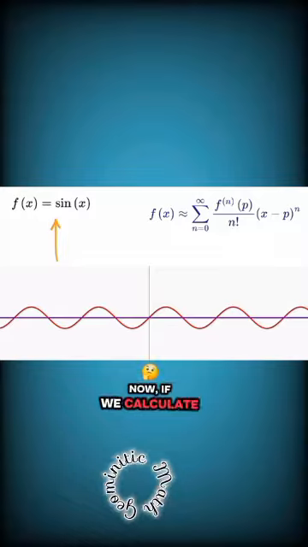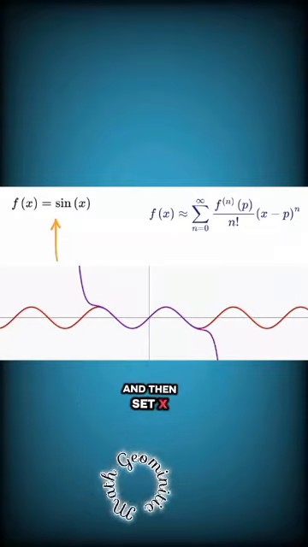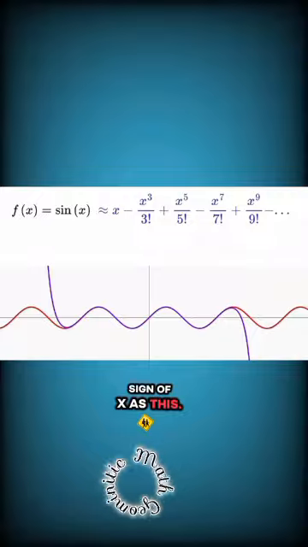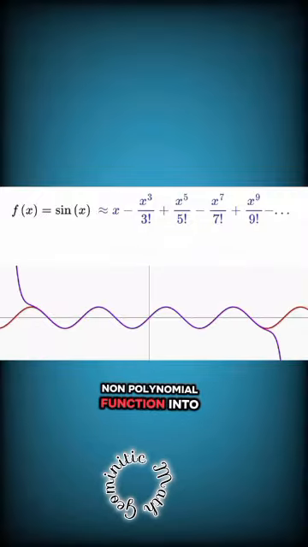Now, if we calculate the approximation of sin of x at x equals 0, find all the nth order derivatives, and then set x equals 0, we get the approximation of sin of x as this. This way, we can convert any complex non-polynomial function into polynomials using the Taylor series expansion.